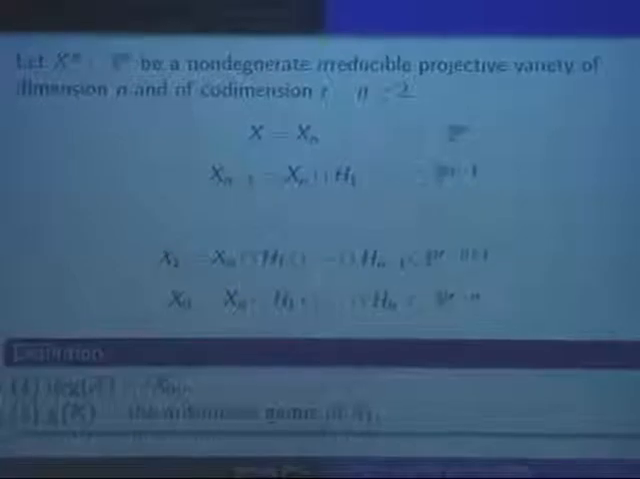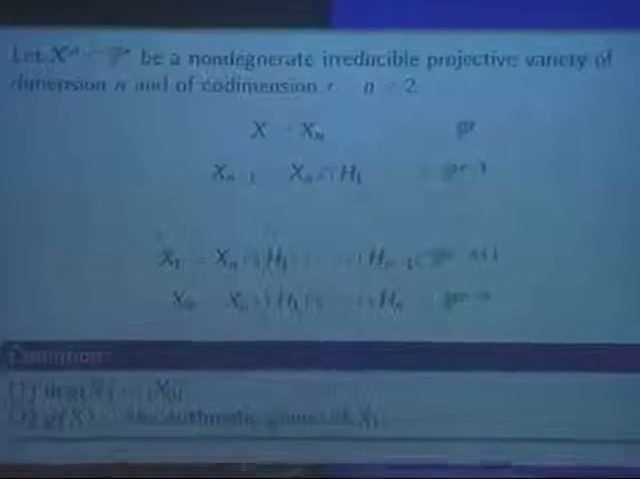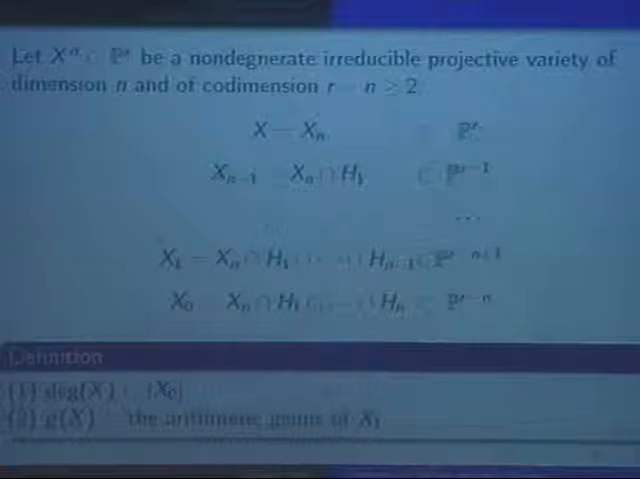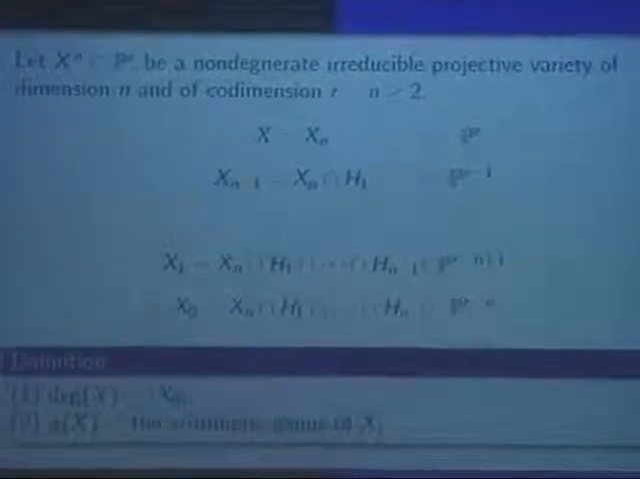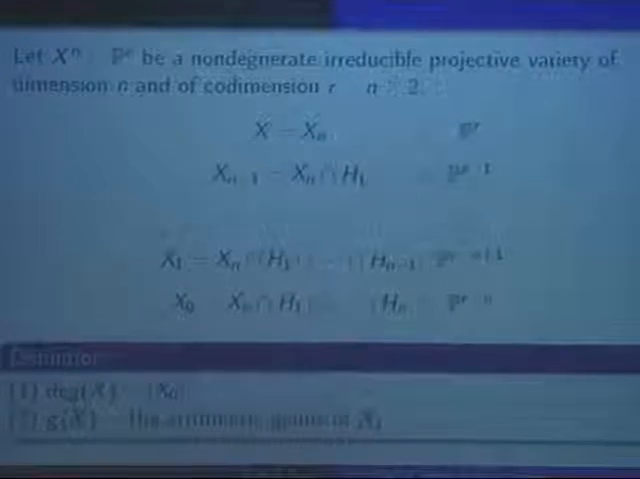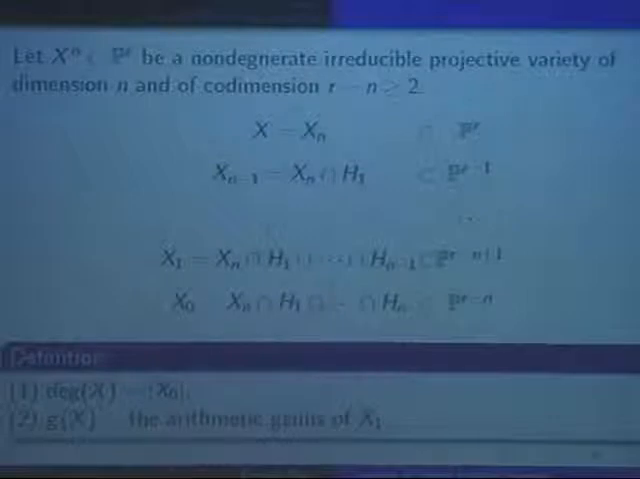If we take n minus 1 hyperplane sections, then we have an irreducible curve X1, which is still a non-degenerate subvariety in this ambient space. If we take one more hyperplane section, then we have a finite set X0. The degree of X is defined as the cardinality of this set X0. Also, the arithmetic genus of this irreducible curve is called the sectional genus of X, due to Takao Fujita.